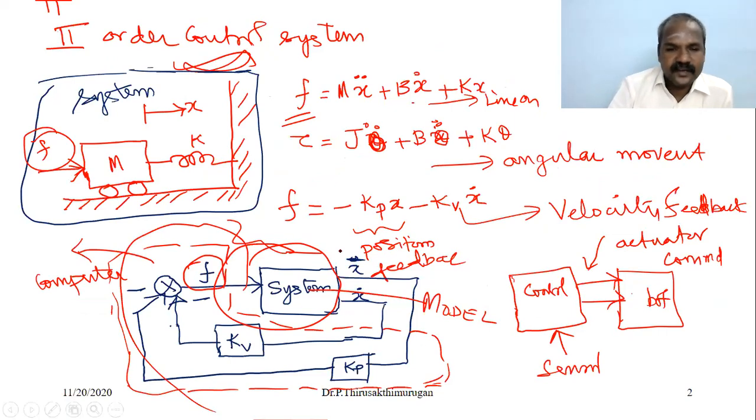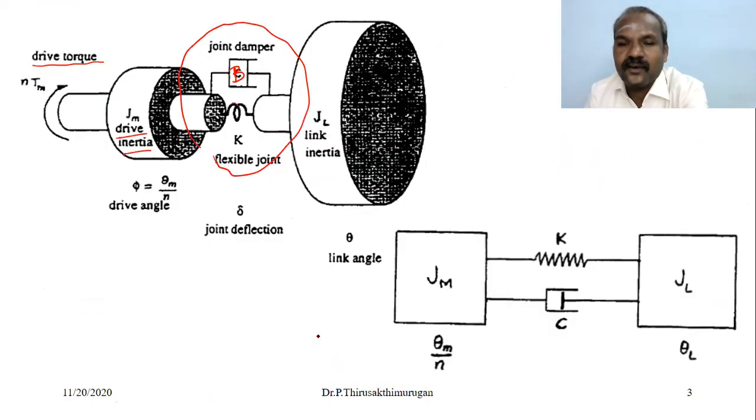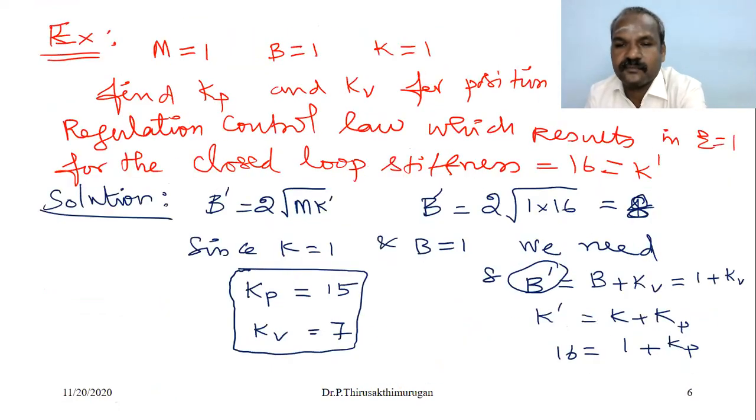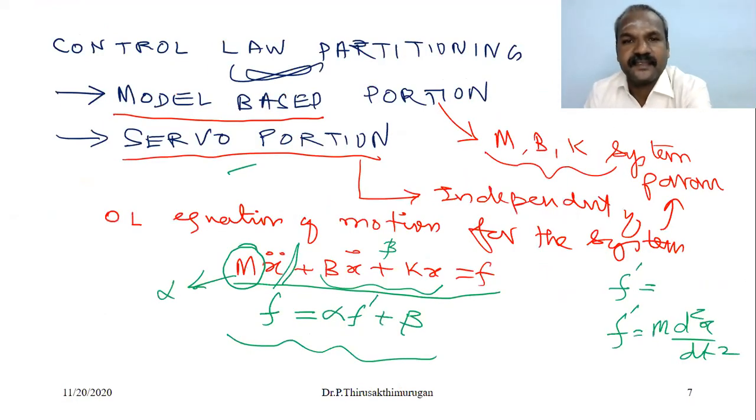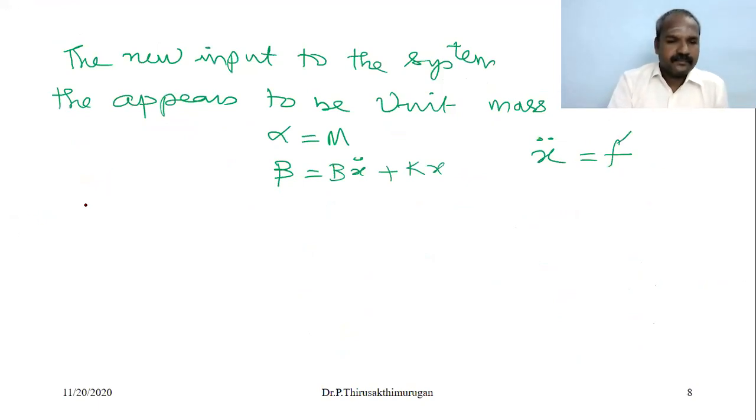Now we are going to partition this control block by introducing new control constants. Those constants are called alpha and beta. So by considering the unit mass of the system m, that is m equal to alpha, then beta equal to the remaining parameters, b x dot plus k x. Okay, now you see the unit mass is separated. We are modifying the block.